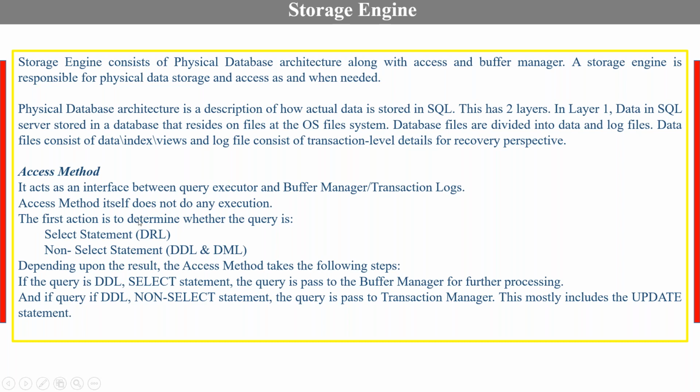The first action is to determine whether the query is a select statement or a non-select statement. Today we discussed the select statement, right? So access method will go to the data cache and verify whether the data is available or not. If the data is available, it will get the data from the data cache. If not available, it will get the data from the physical disk, copy it to the data cache, and send it to the user, right?